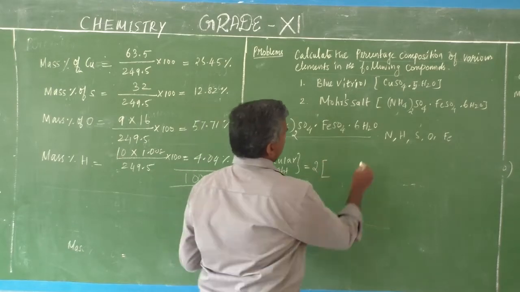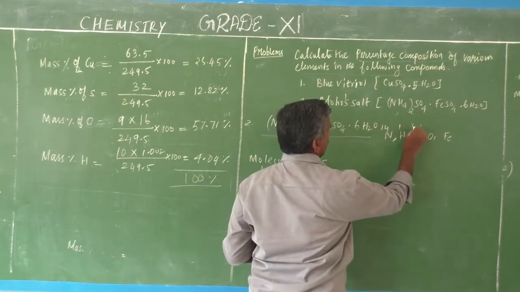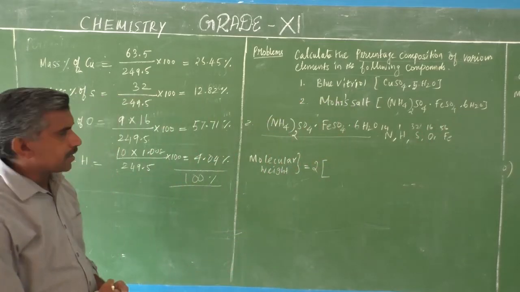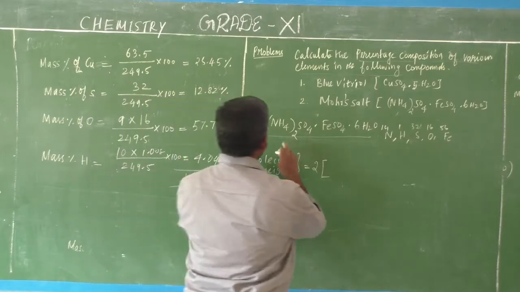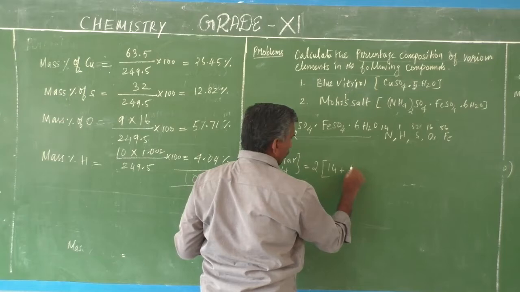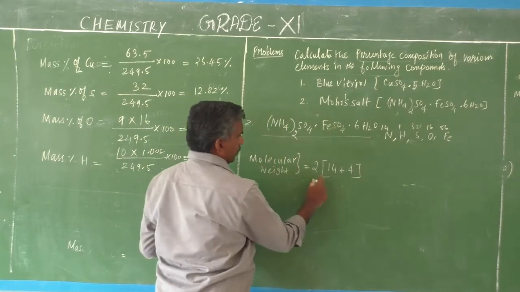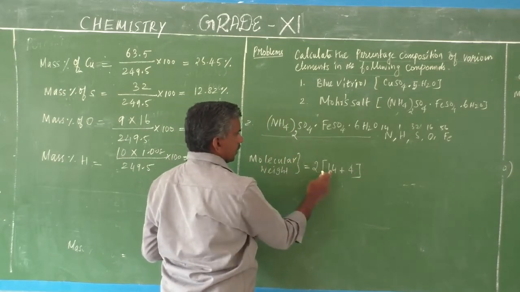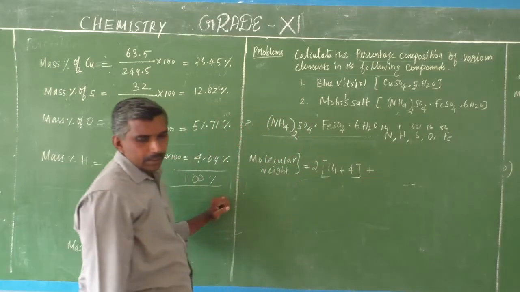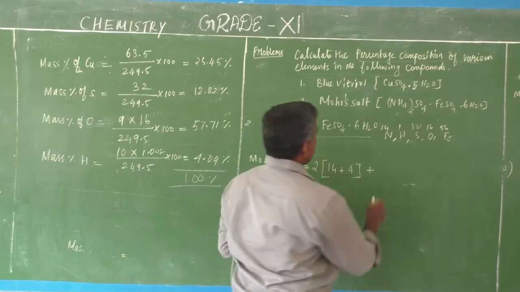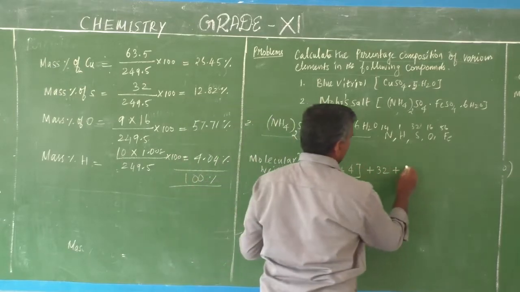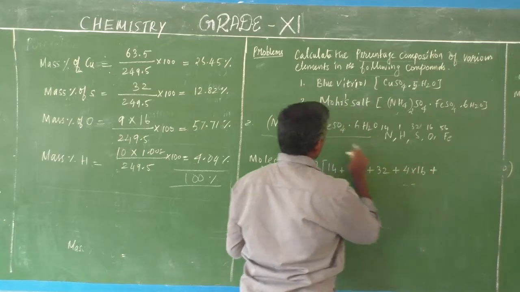Nitrogen mass 14, hydrogen 1, sulfur 32, oxygen 16, iron 56. So 2 nitrogen, 1 nitrogen is 14, 4 hydrogen, that is 4 into 1, 4. So 2 ammonium molecules, this 2 into nitrogen mass, 4 hydrogen mass, plus sulfur mass. What is the sulfur? 32. Sulfur mass 32. Now oxygen mass, 4 oxygen, 4 into 16.